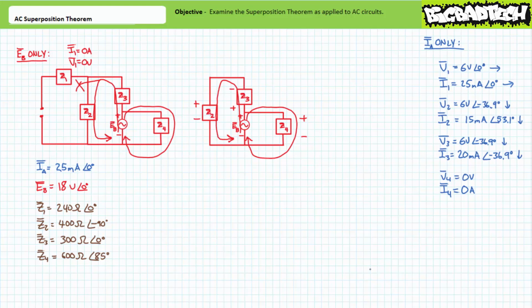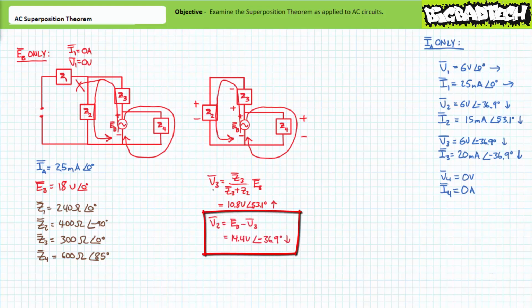A Kirchhoff's current law analysis of this modified circuit indicates two current paths, one through the series combination of impedance elements Z2 and Z3, and another through impedance element Z4. An application of the AC voltage divider rule demonstrates V3 will be 10.8 volts at an angle of 53.1 degrees, pointed positive to negative, bottom to top.